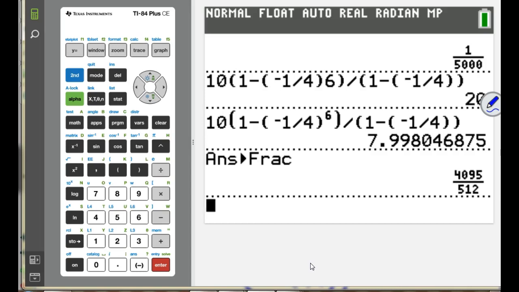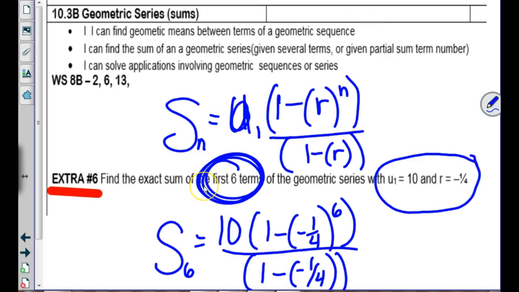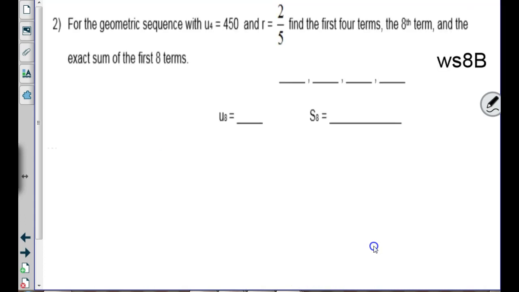Everybody okay? Who's not getting it? All right, I'm going to trust you to type it carefully tomorrow. Can someone read me the answer? 512. Okay. All right.